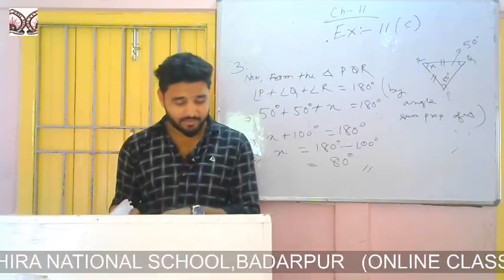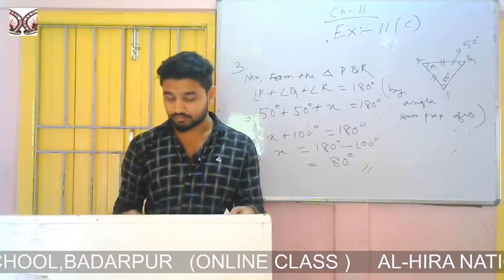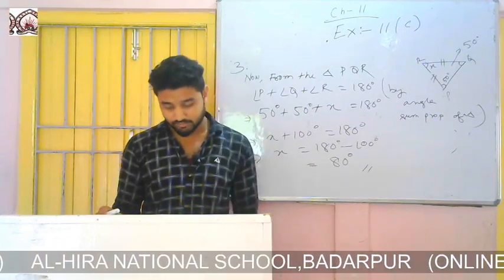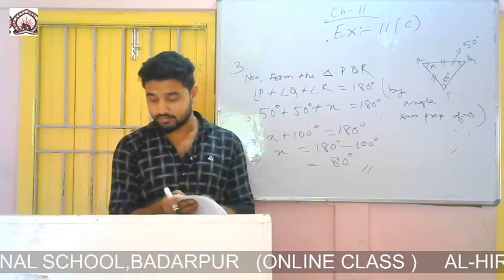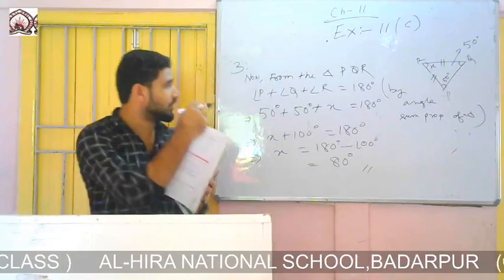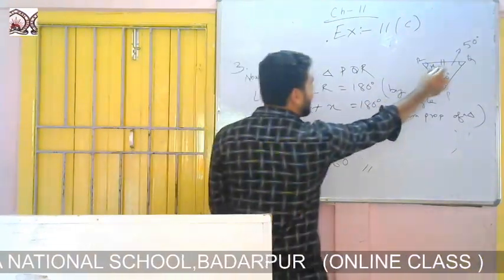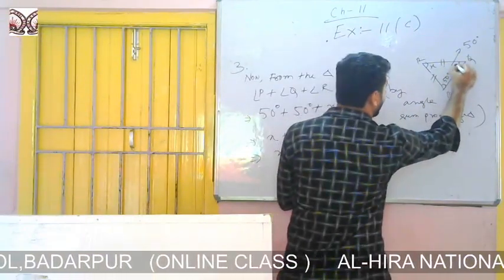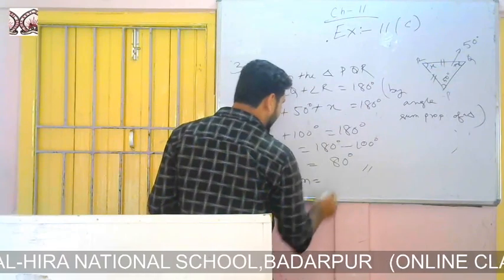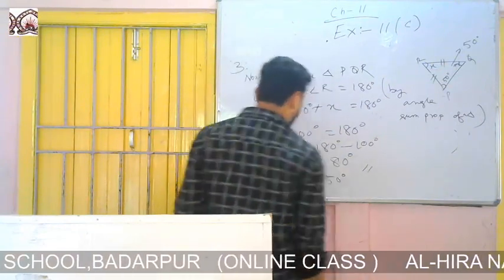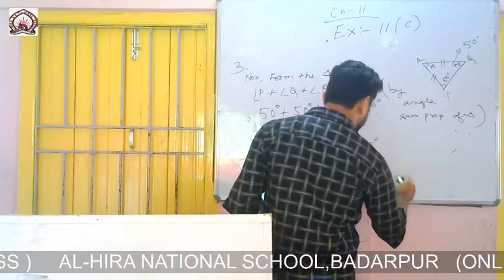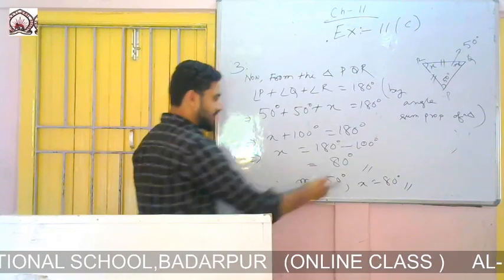Now you see the figure. So here the measure of angle M, that is Q, M equals 50 degrees, we have found, and X I can write 80 degrees. Okay, so that is the answer.